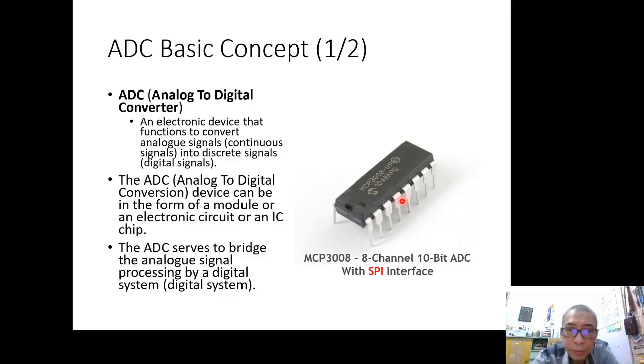So this is very different, because we will talk about the analog input itself, and we will talk about I2C and SPI, which are serial communication, maybe in the last episode of our lectures. Please note that the analog to digital conversion device can be in the form of a separate module, or electronic circuit, or IC chip, just like this example, the MCP3008.